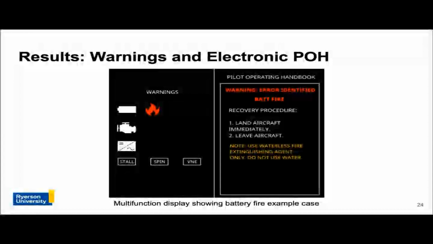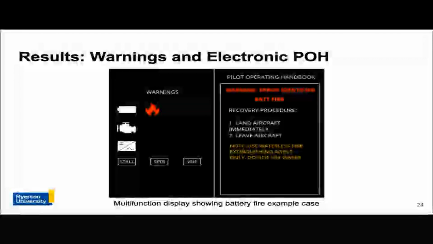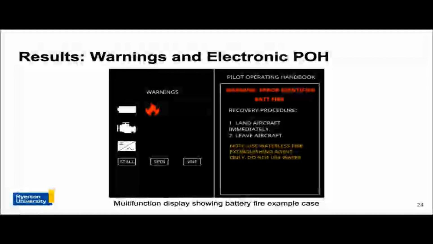The warning display shows a fire symbol next to the battery icon, while the Pilot Operating Handbook shows the correct recovery procedure as published by the original equipment manufacturer. This automates the memory retrieval portion of the human recovery process, which is a major limitation of human cognition. The result is improved pilot performance by decreasing stress and workload.